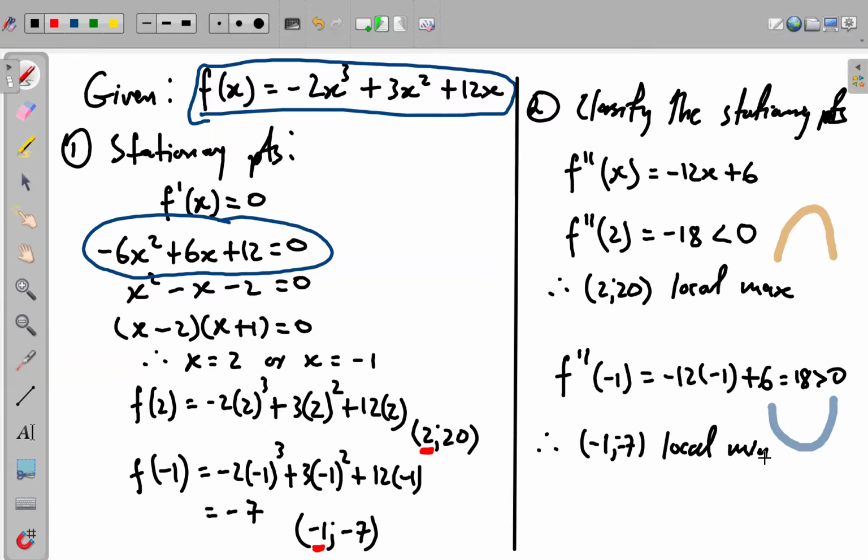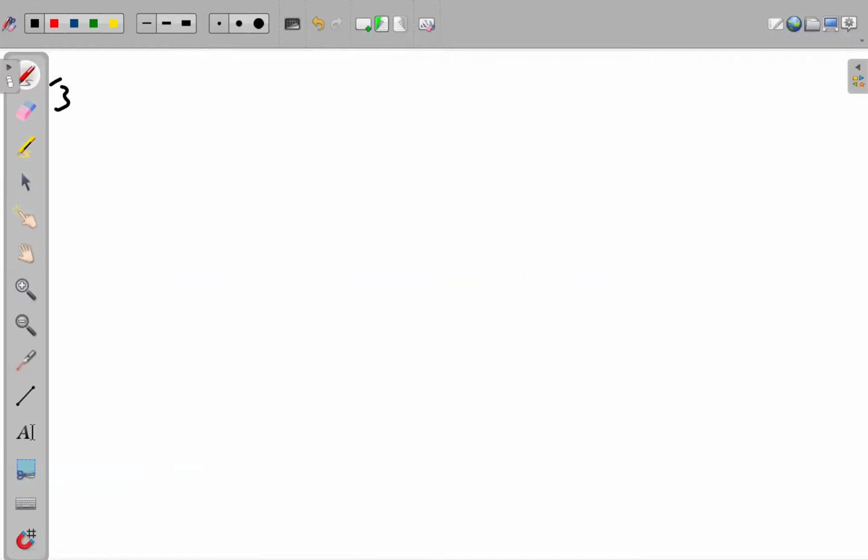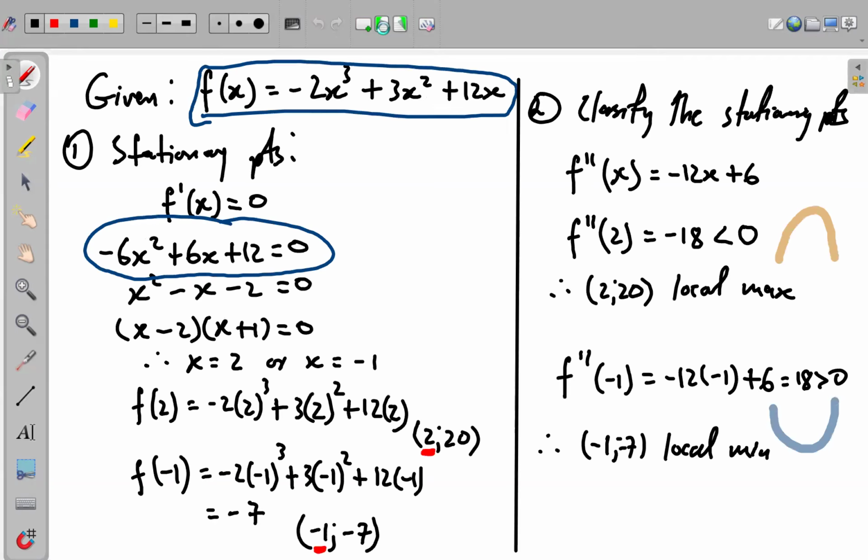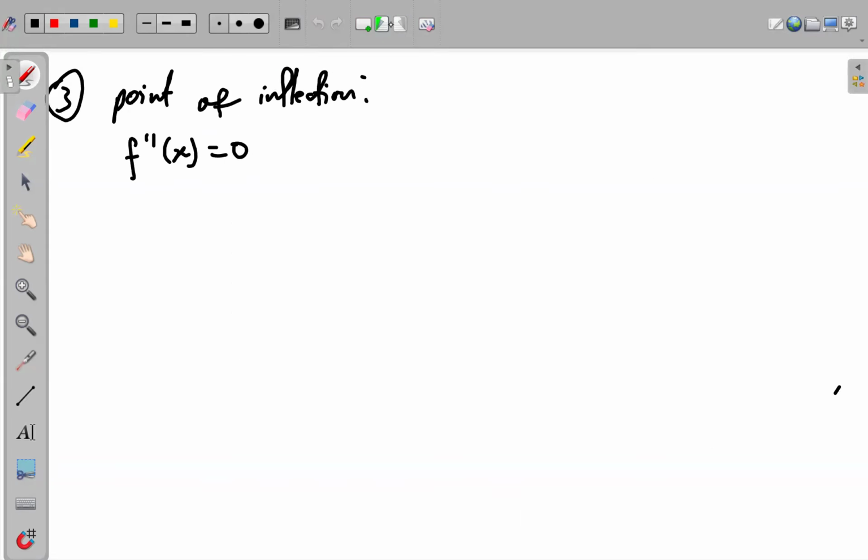Now, the third thing that we're going to do here is we're going to calculate the point of inflection. Now, the point of inflection means that we take the second derivative and equate it to 0. All right, so what is our second derivative? It's a minus 12x plus 6. So the minus 12x plus a 6 must be equated to 0. So this means a negative 12x is a negative 6, so which means x is a half.